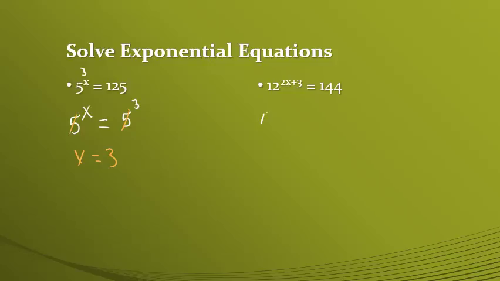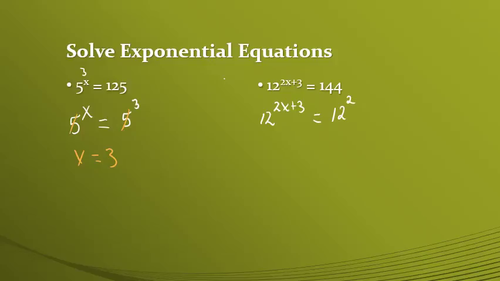Here I've got 12 raised to the power of 2x plus 3 equals 144. So again, I need to think about 144. How can I write that possibly as something base 12? Well, 12 times 12, if I know my multiplication tables, and you should, I know that 12 times 12 is 144. So 144 is the same as 12 squared.